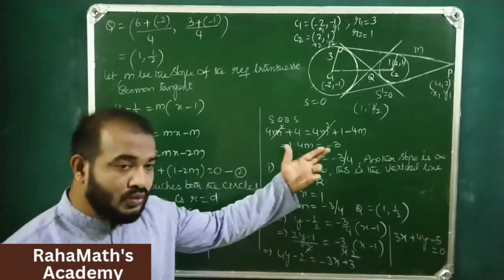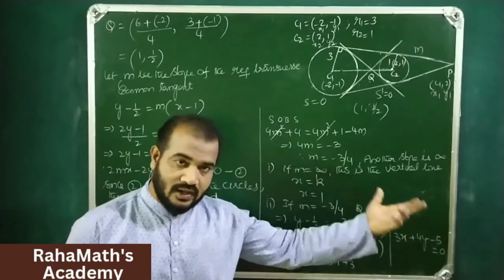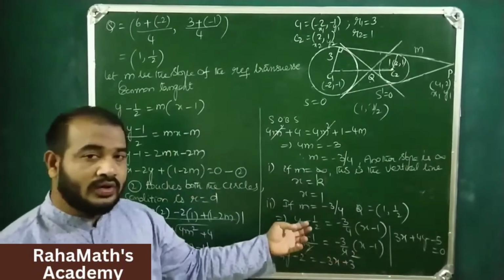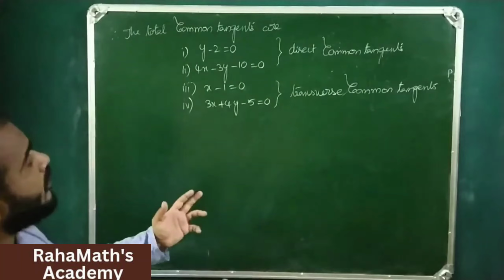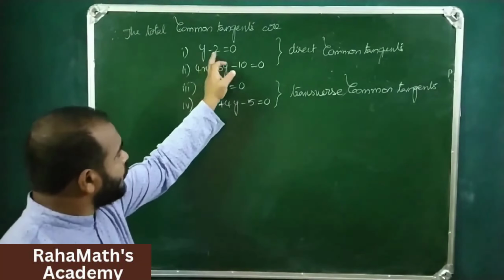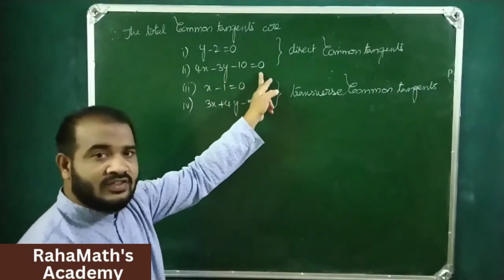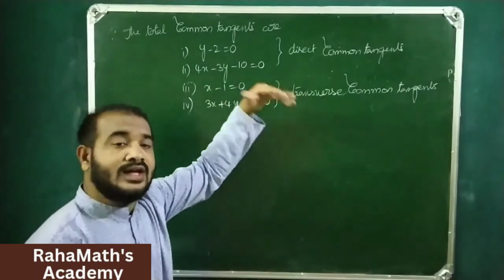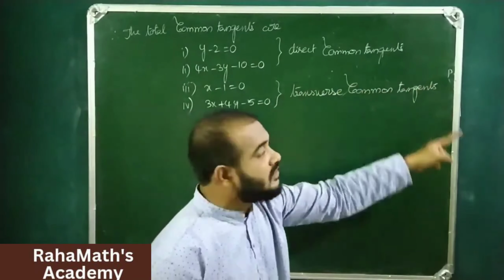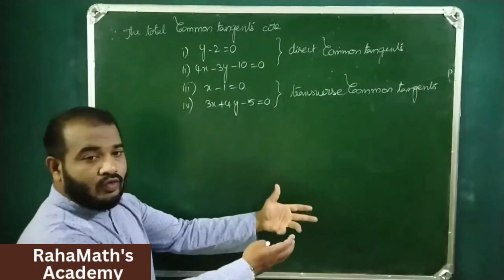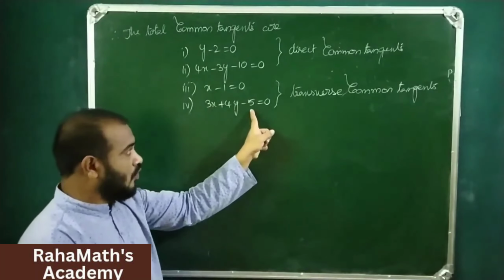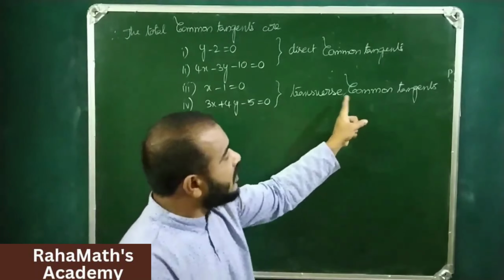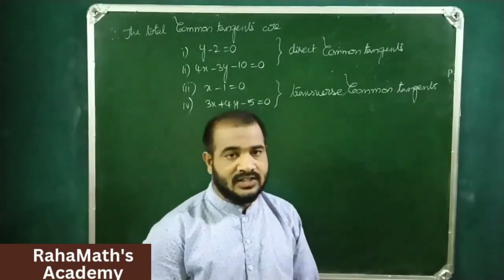Therefore, with the two lines which we have got already and these two, we get totally 4 line equations. The total common tangents are y minus 2 equals 0 and 4x minus 3y minus 10 equals 0, which we have got earlier. Those are the direct common tangents. And whatever we have got right now, x minus 1 equals 0 and 3x plus 4y minus 5 equals 0, are the transverse common tangents.